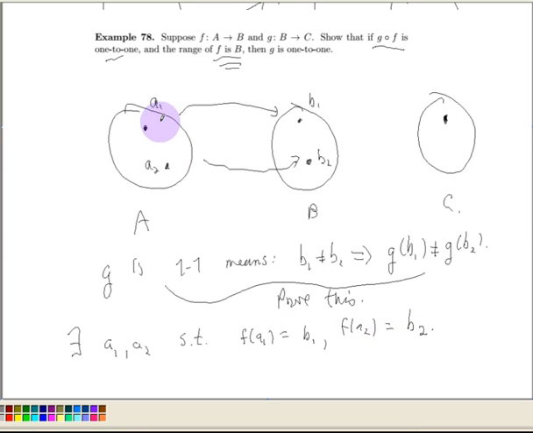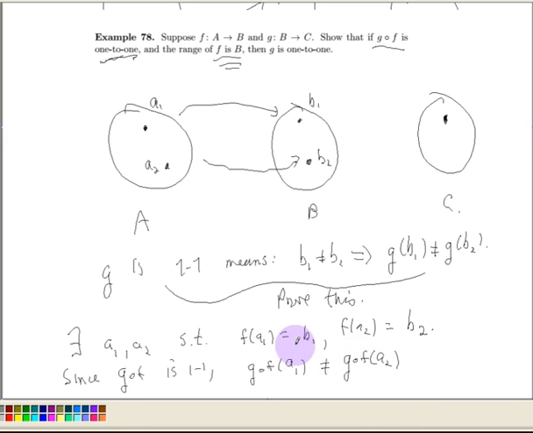All right, so here I have A1 and A2. A1 and A2 are different, and I know that G composed F is 1 to 1. What does that mean? If A1 and A2 are different and G composed F is 1 to 1, that means that G composed F of A1 is different from G composed F of A2. Okay, so I can say since G composed F is 1 to 1, G composed F of A1 is unequal to G composed F of A2.